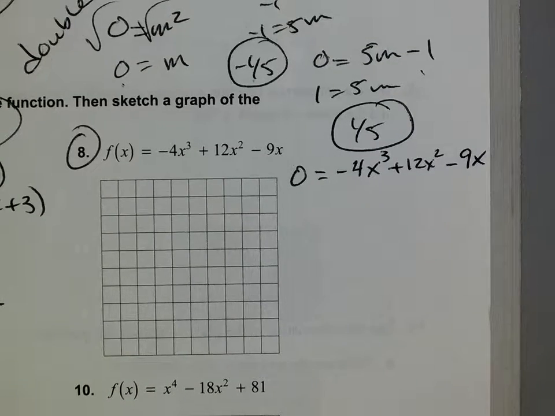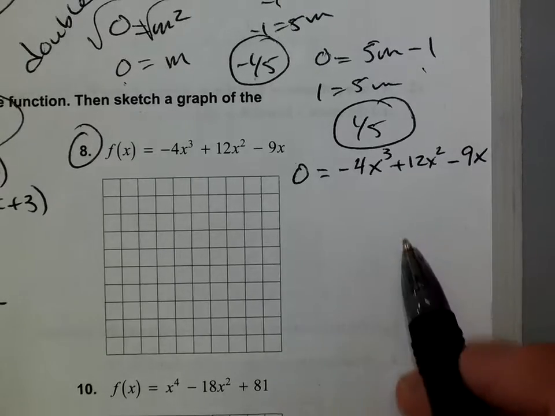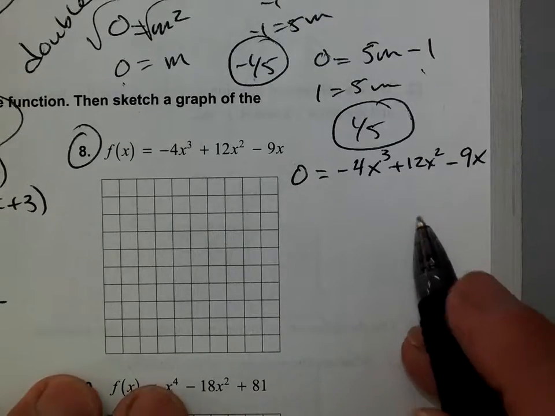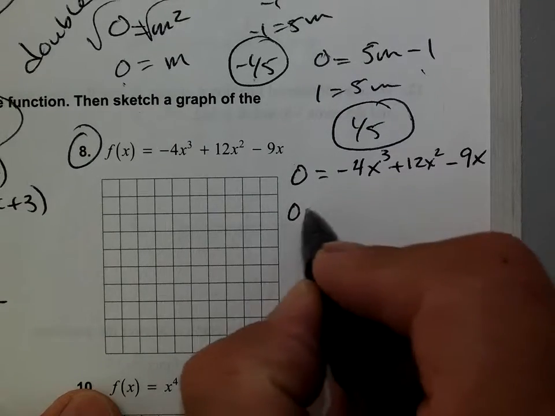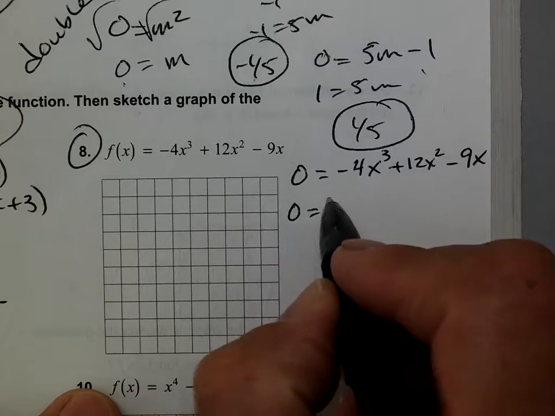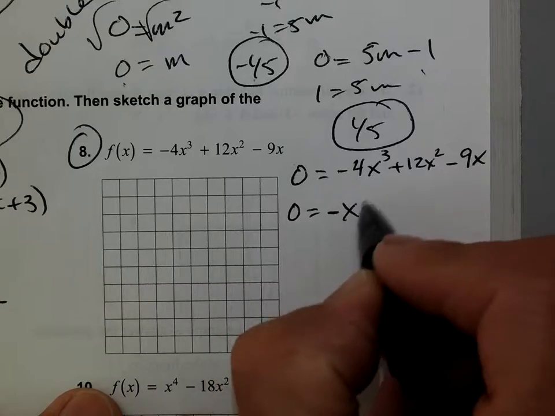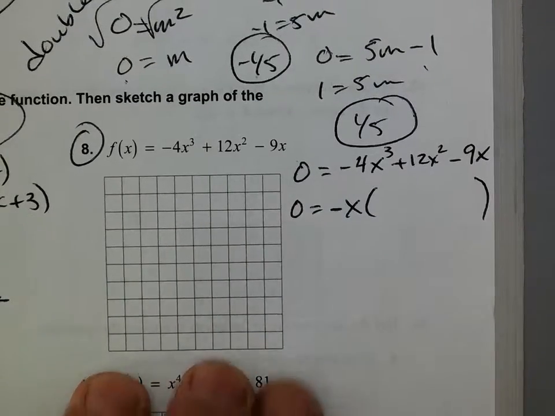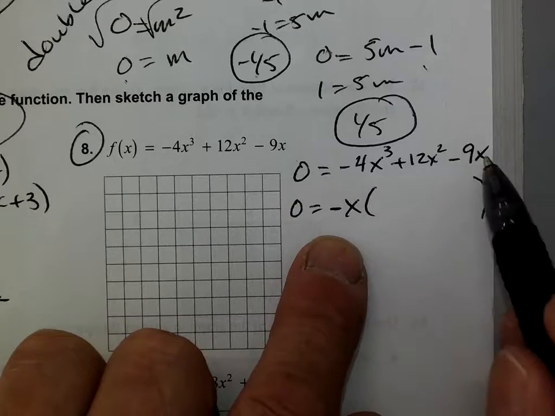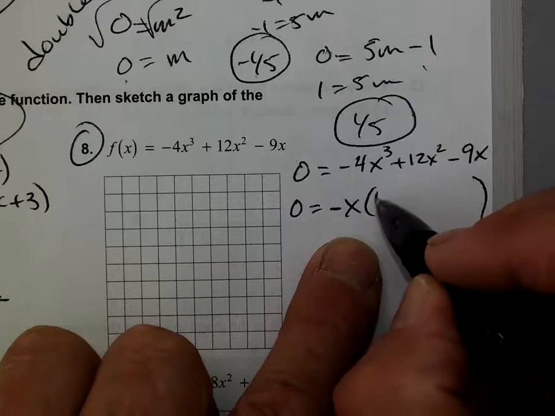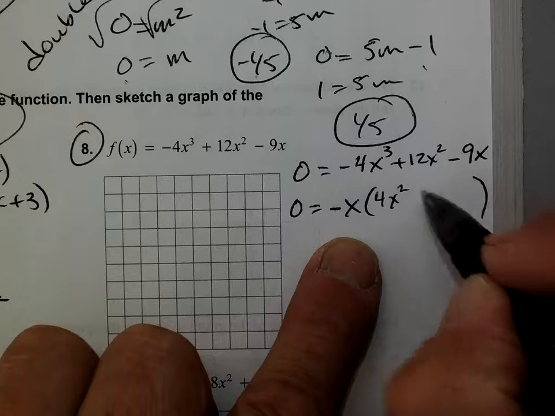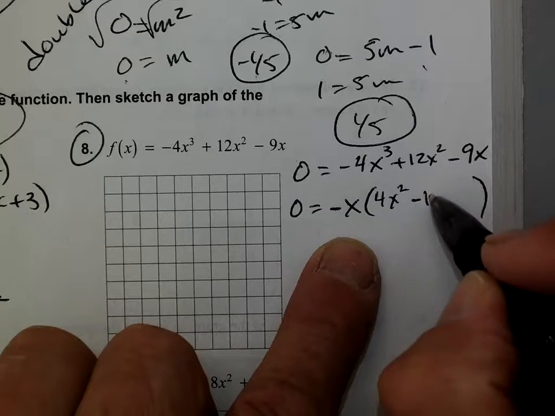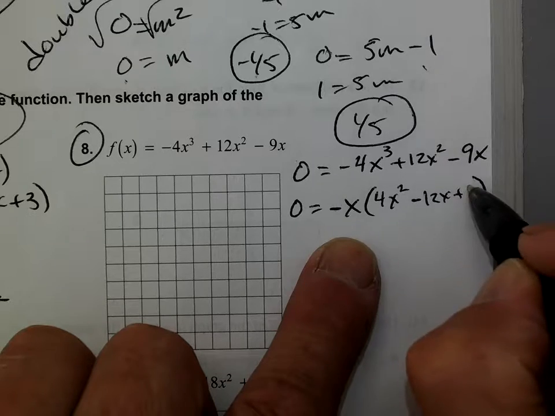Okay, 3 answers. So the first thing I'm going to do is factor out, let's take out an x. To make it easy for me, I'm just going to take out a negative x. Okay, if I take out a negative x? I don't like negatives. I don't like no stinking negatives. Negative x. I know. Glad you're listening. So if I take out a negative x out of these, that would give me a 4x squared minus a 12x plus 9.